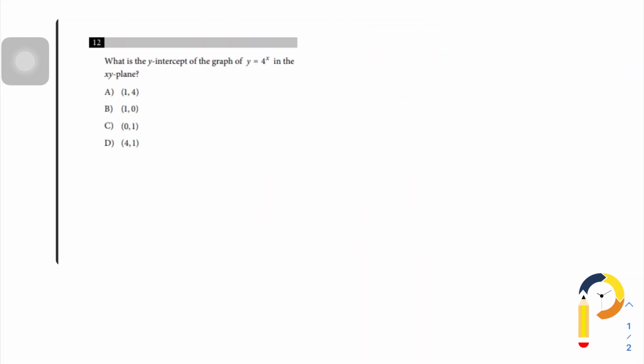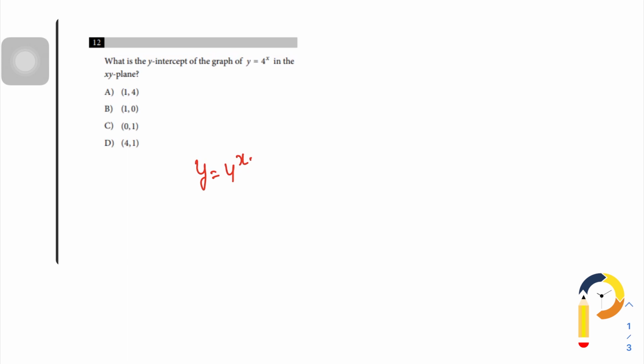Okay, question number 12. What is the y-intercept of the graph of y is equal to 4 to the power x in the xy plane? Directly, what we need to find is the y-intercept. The equation is given to us. We aren't given the graph, but there's no need to worry. Even without the graph you can find the y-intercept.